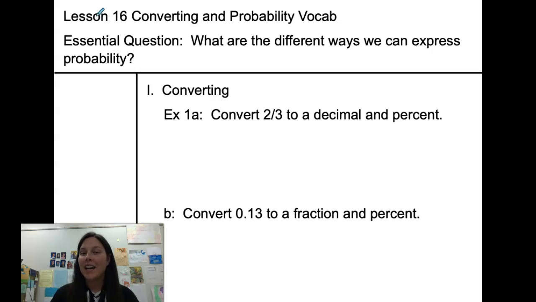So today we aren't actually calculating probability, we're just going to be getting familiar with ways that we can express different probabilities. So there are 3 numeric ways that probability is generally expressed, and those are fractions, decimals, and percents. So we're going to learn how to convert between those 3 forms.